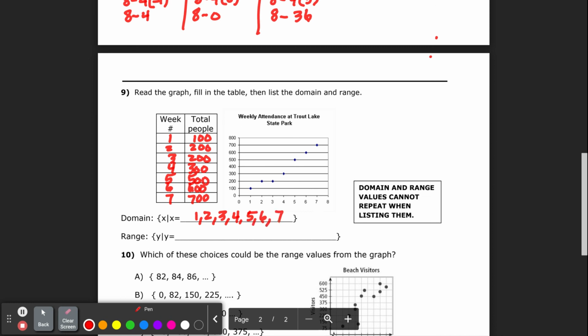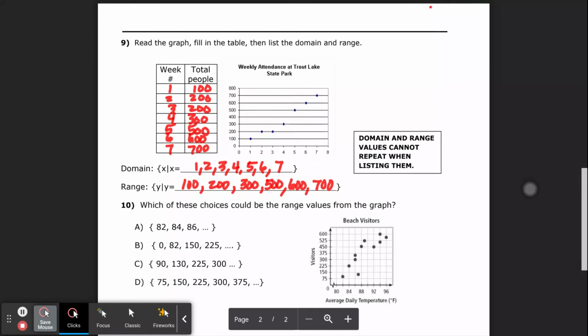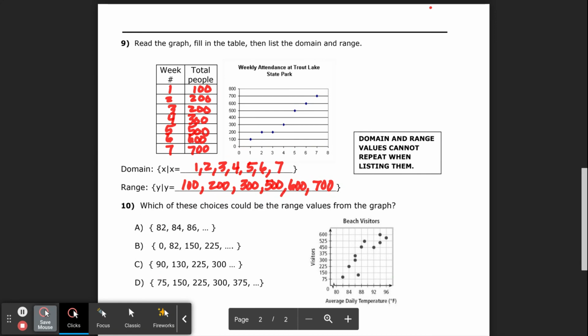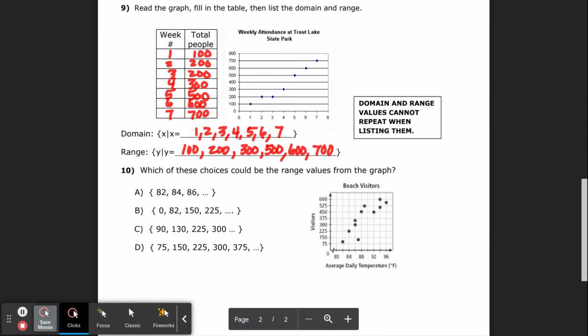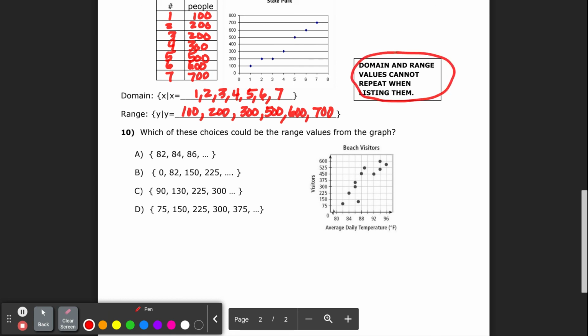And the range are your y's. Now, remember that the 200 repeats, but is only listed one time. 300, 500, 600, and 700. Okay. So, I guess we have done everything. It says we read the graph, we filled in the table, and then we listed the domain and range. All right, and just to piggyback off what I just said, domain and range values cannot repeat when listing them.